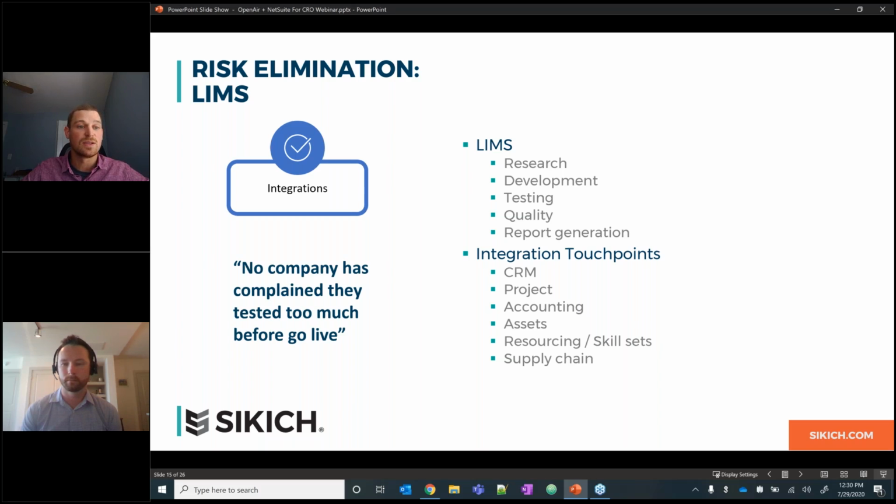So it's very common to see an integration moving data across so that folks aren't manually keying it into one system and then keying it into another. Some other common integration touch points we're seeing are CRM. So if you're not necessarily using NetSuite as a CRM, but maybe a Salesforce or another application, again, very open API that gives us the ability to do this.